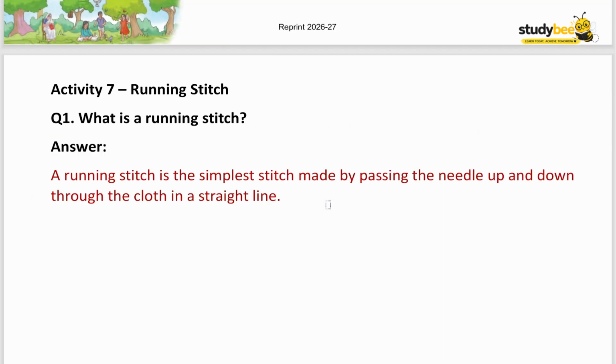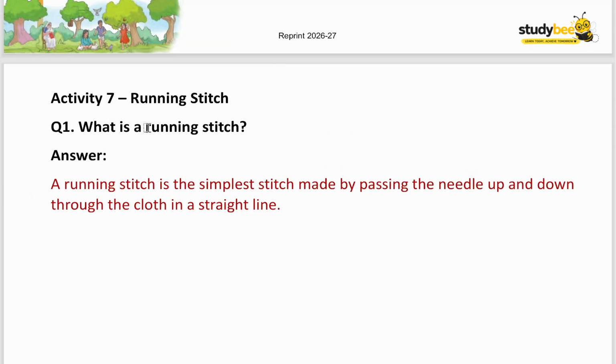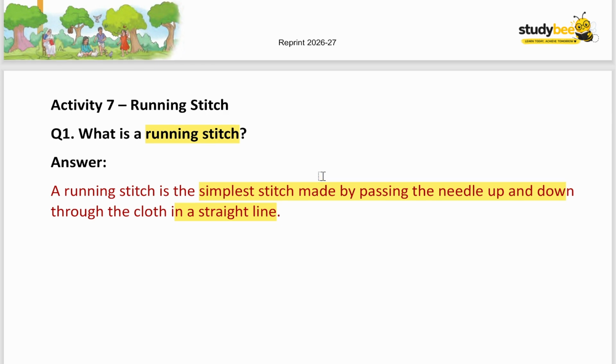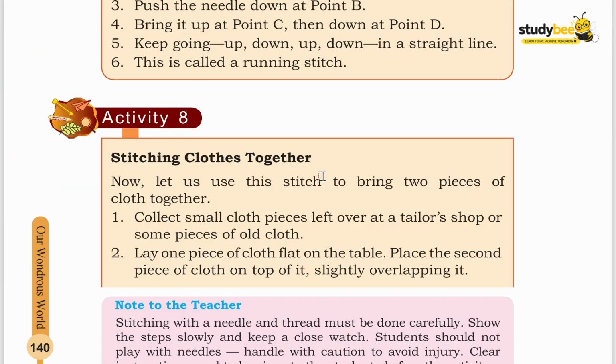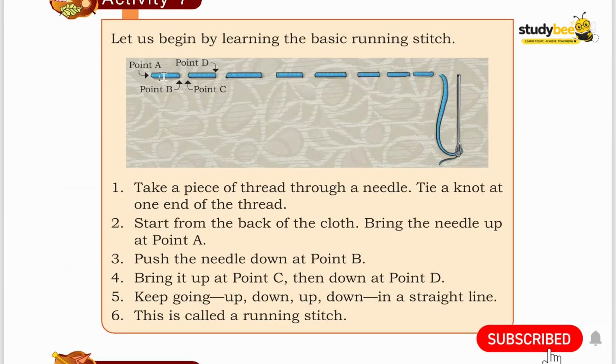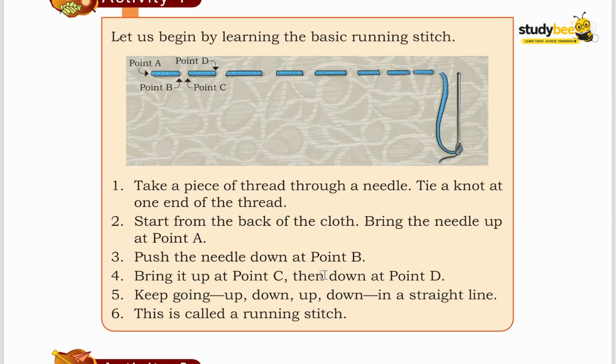Next, what is a running stitch? So running stitch क्या होता है? The very simple stitch. So running stitch is the simplest stitch made by passing the needle up and down through the cloth in a straight line. So ये देखो, this is the running stitch. ये simplest stitch है where the threads are passed up and down. Up and down करके हम threads को pass करते हैं with the help of the needle.